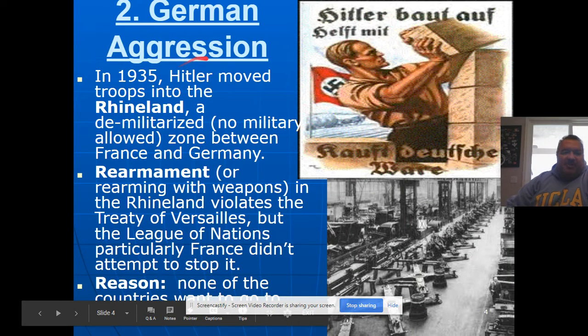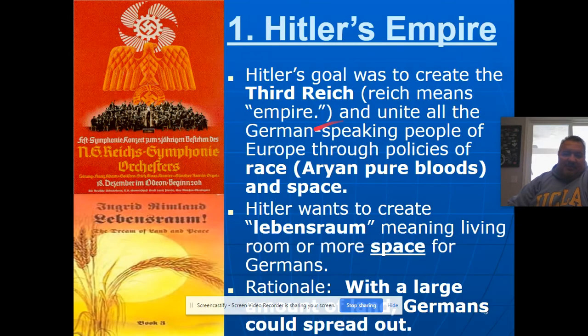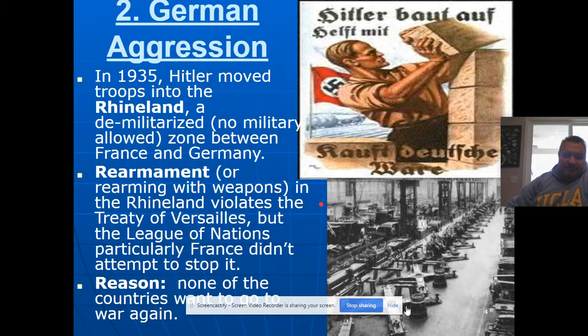Slide 2. German aggression. As things move forward, if you can remember race and space, you'll understand most of the Nazi philosophy underlying World War II, race and space. Just try to remember those two things. Everything else kind of follows from that.